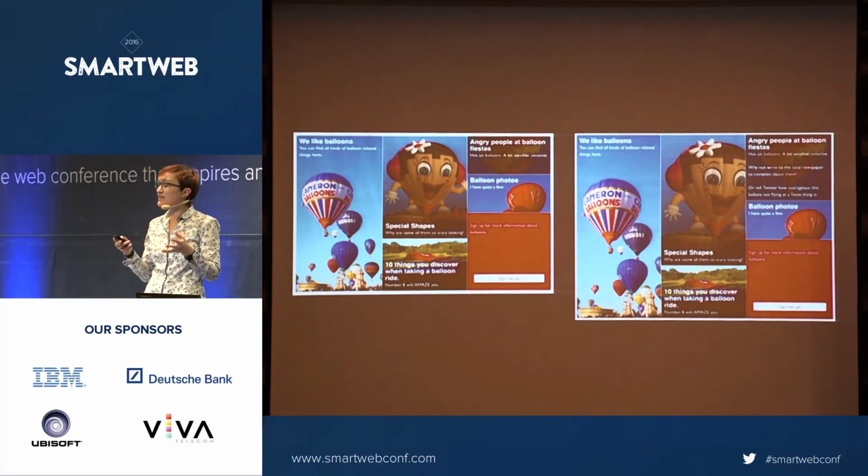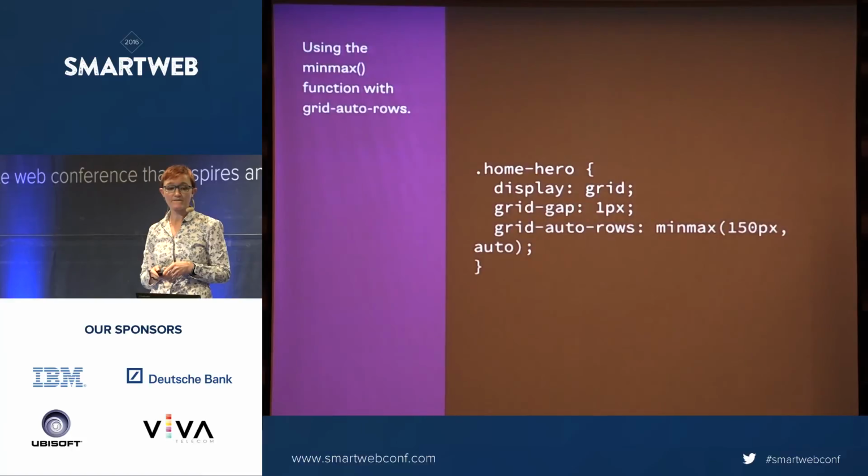And that's this whole thing about things having a relationship to each other. That whole row is related to the other box, and so it can all grow together. And this works by using the minmax function in my track sizing. So the grid-auto-rows property, auto rows, gives a sizing to these automatically created rows.